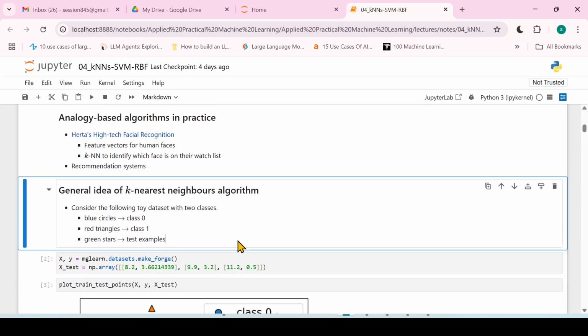So how does KNN work? The general idea of KNN is, to understand it, consider these toy examples we have.